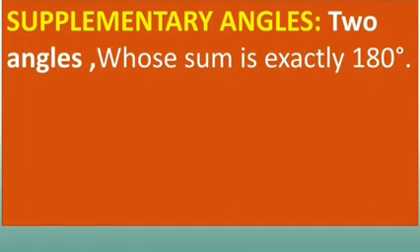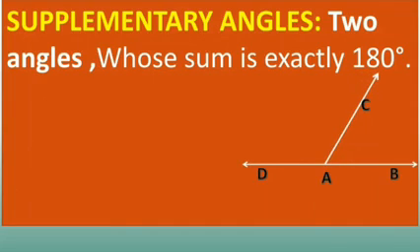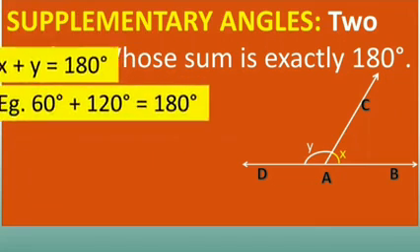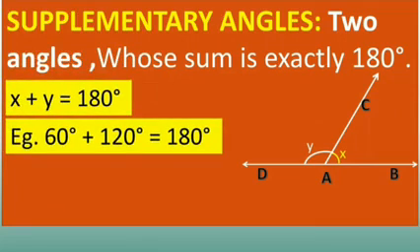Next is supplementary angles. Two angles, the sum of whose measures is 180 degrees, are called supplementary angles. It is the same way. We have to add the two angles, and if the sum is equal to 180 degrees, then it is called supplementary angles. Look at the example. You have X and Y, and the values are 60 degrees and 120 degrees. When you add these two numbers, you get 180 degrees. So the angles are supplementary.